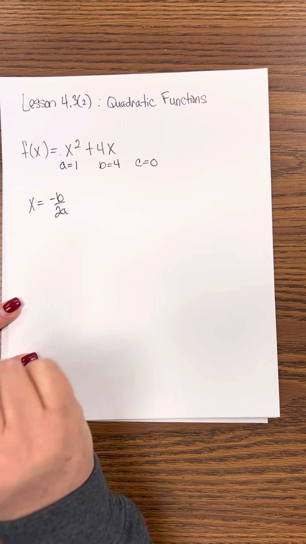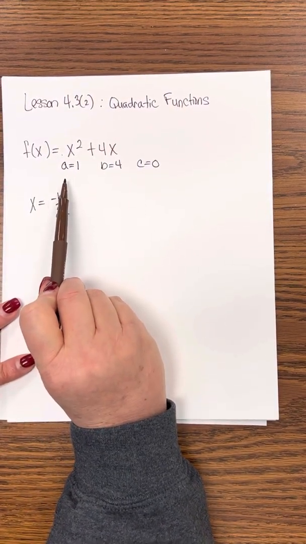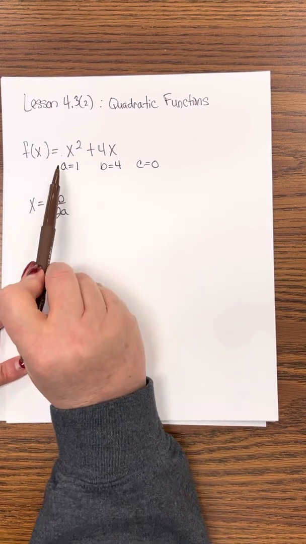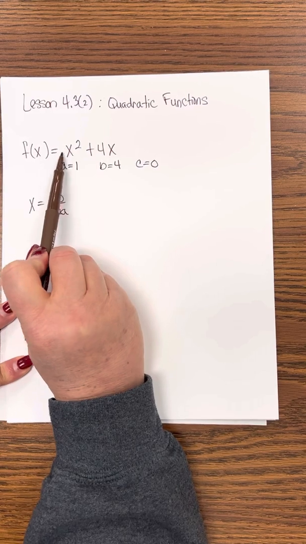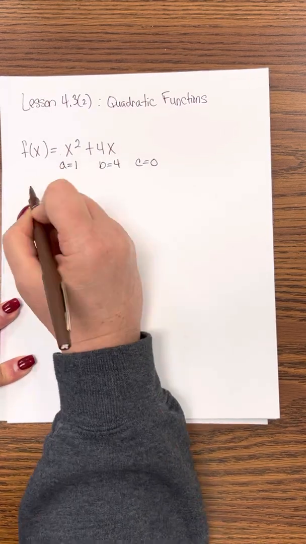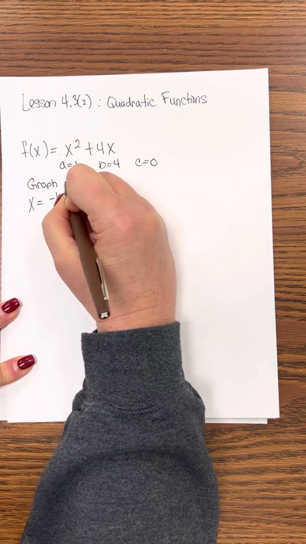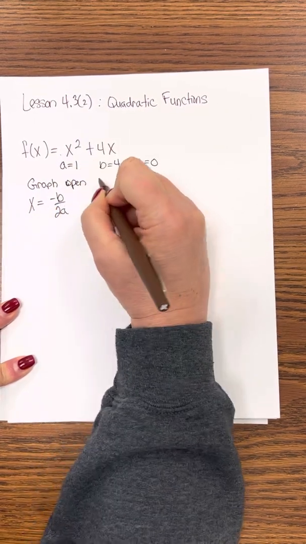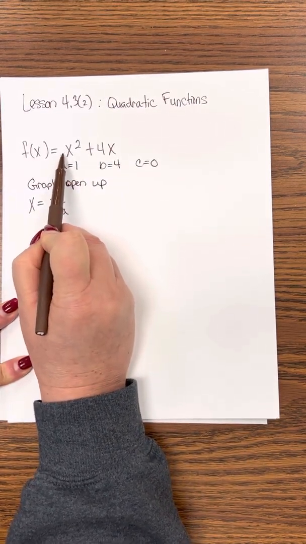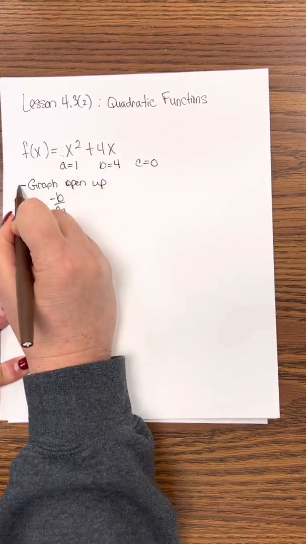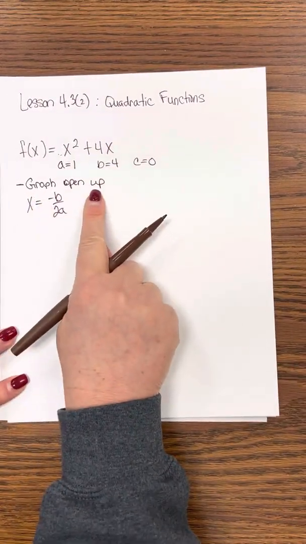The other thing, before I move on: the first thing these problems are going to ask you is, does the graph open up or down? Whatever a is determines how it opens. Since a is a positive 1, this graph opens up. So that's the first thing they're going to ask you. If a, whatever's in front of x squared, is negative, then it would open down. We'll look at one of those in a minute. So this one's going to open up. You're going to answer that first.